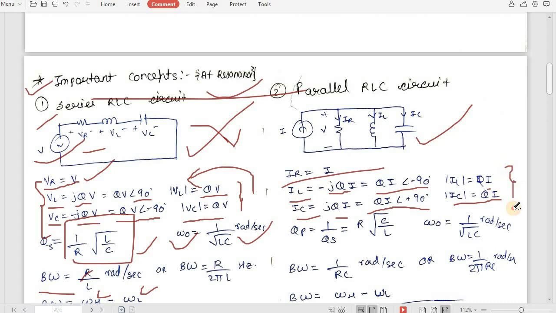Note one thing, IL and IC are both the same magnitude. Here in series VL was jQV, here in parallel IL is minus jQI. Note this thing, positive and negative. All this you can derive from the circuit itself.